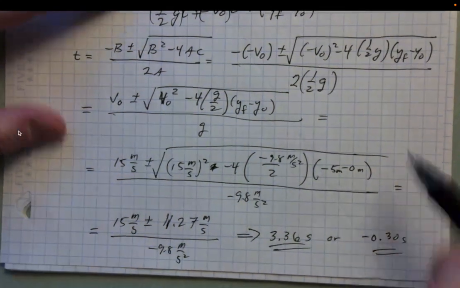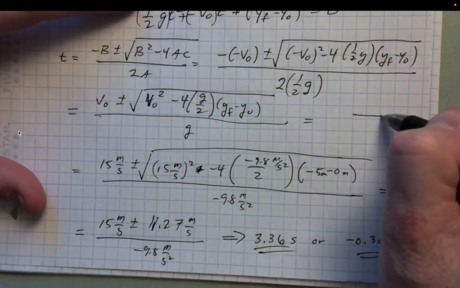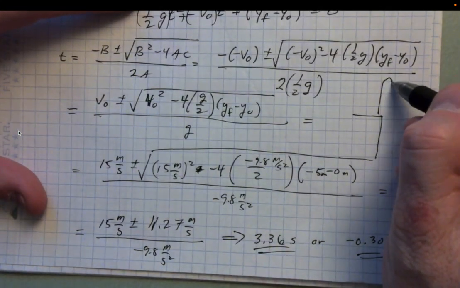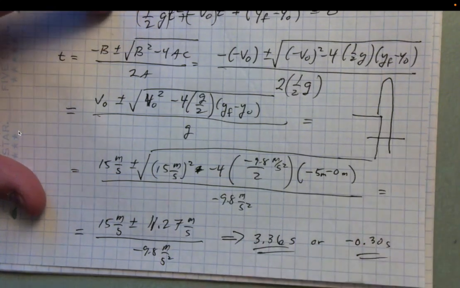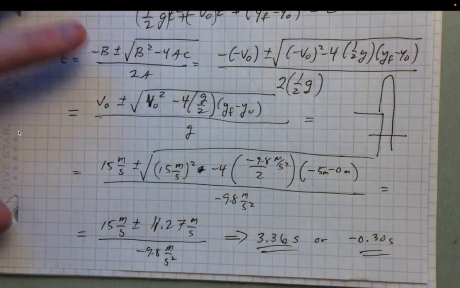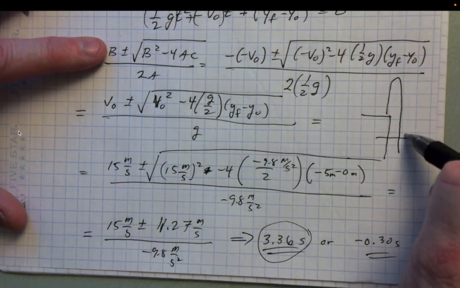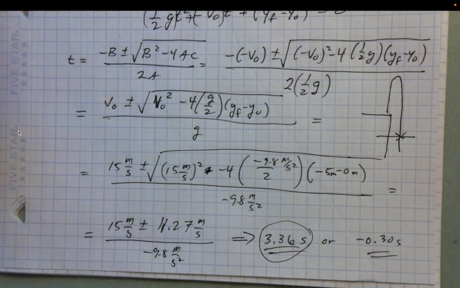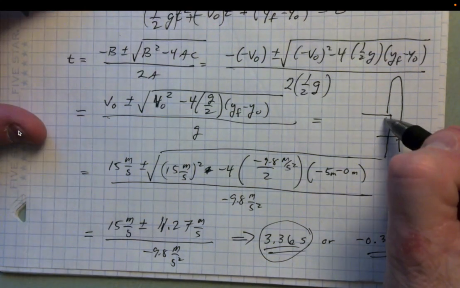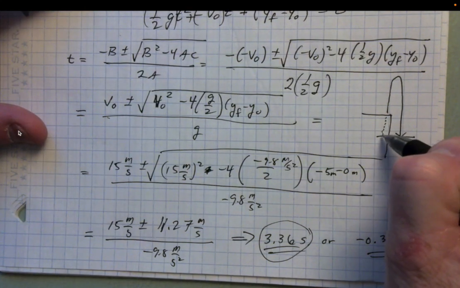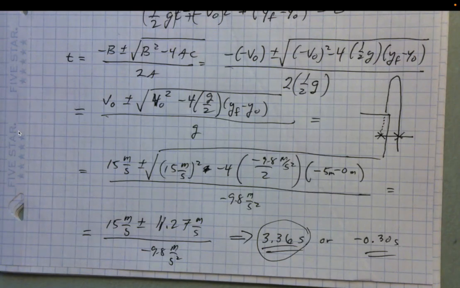Okay, so let's think about what's happening here, right? I throw the ball up, it comes back down. I'm interested when it crosses this line. So one of these answers, in particular this one, is telling me the time when the ball is there. What's this other one telling me? Well, the other one is telling me where the ball would be here, right?